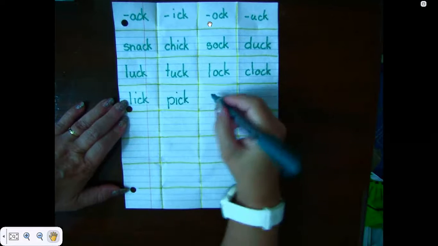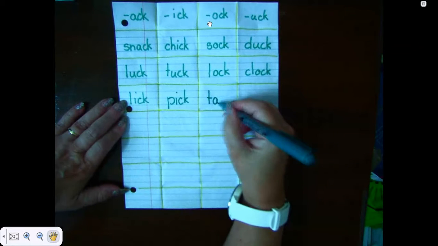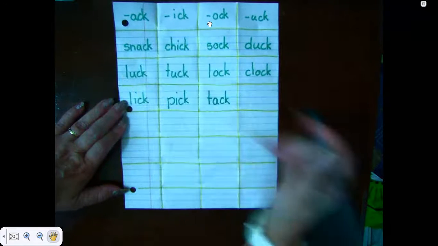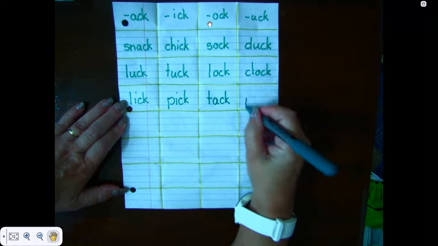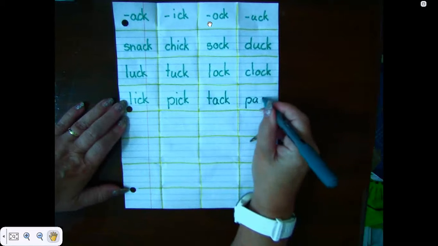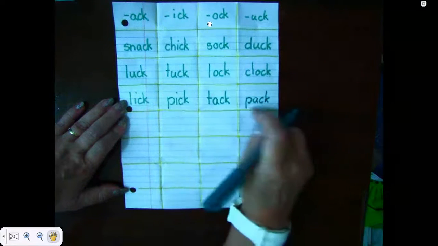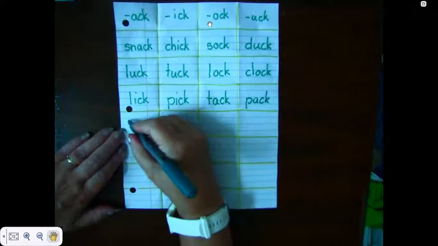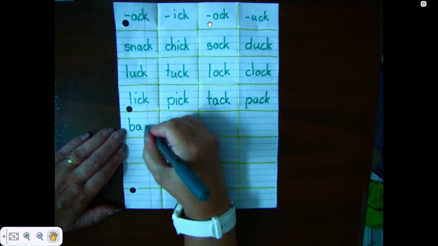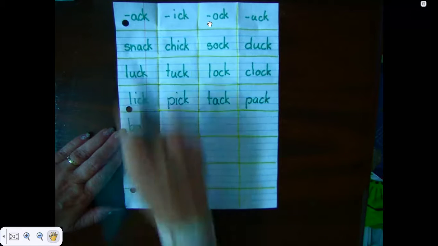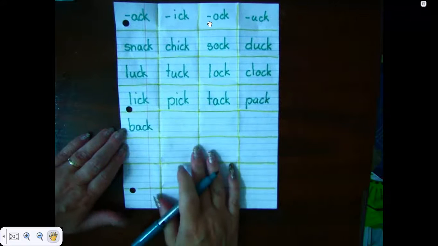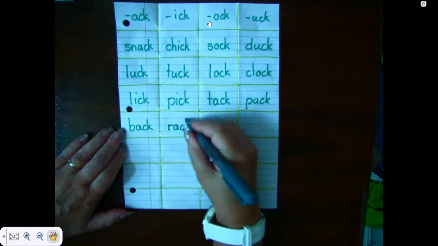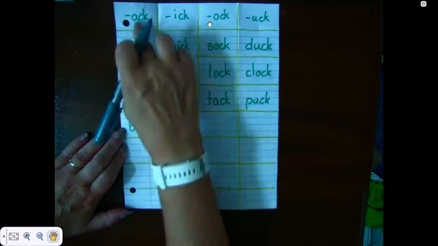Tack. It has the ak ending, so it goes over here. Pack. It has the ak ending, so it goes over here in our first column. Back. It has the ak ending, so it goes over here. Rack. Again, ak ending over here.